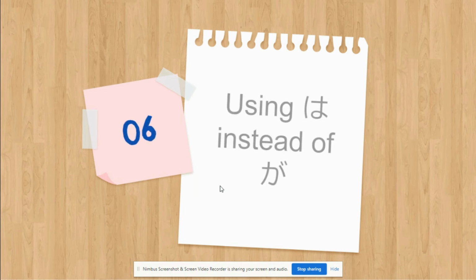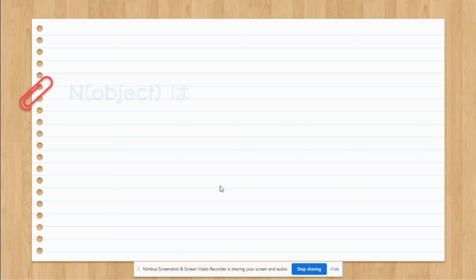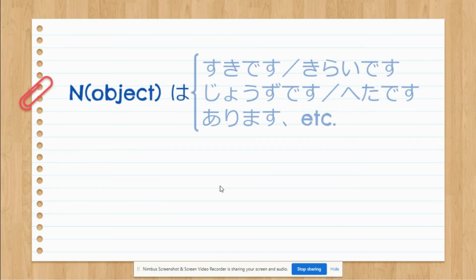For our last topic, we have the usage of wa instead of ga. We substitute the particle ga with the particle wa. Noun as an object, particle wa, suki desu or kirai desu, that is like, dislike. Jozu, heta desu, that means good at or bad at. Arimasu, we have wakarimasu, and etc.